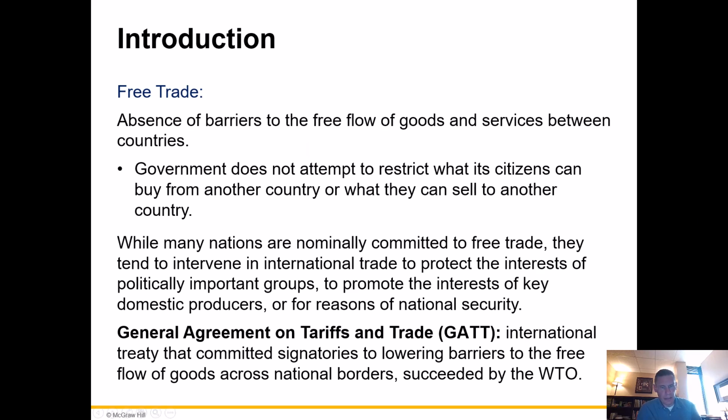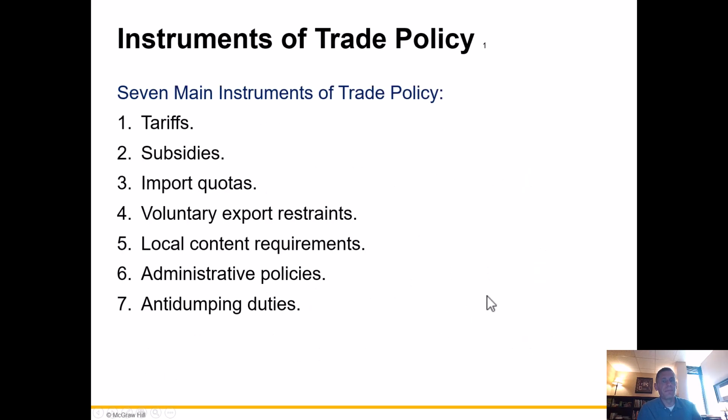Also relevant to this, indeed germane to this, is what we call the General Agreement on Tariffs and Trade, typically abbreviated GATT. This is an international treaty that committed signatories to lowering barriers to the free flow of goods across national borders, and it was succeeded by the WTO, the World Trade Organization.